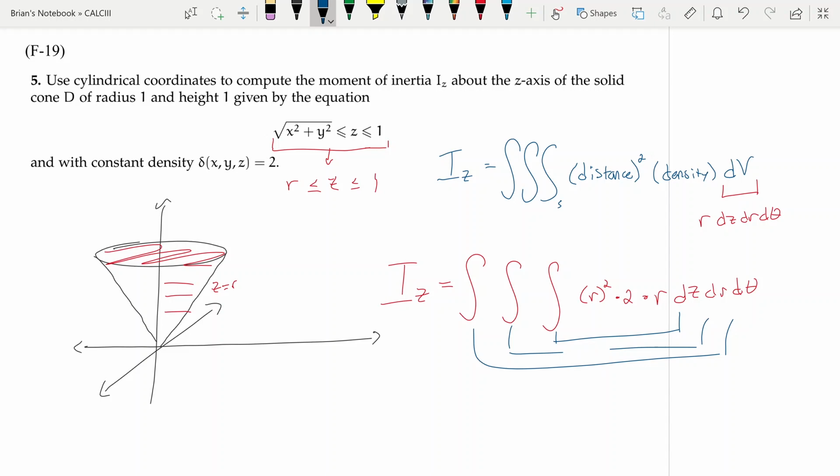And if you've set up the bounds correctly, I'll challenge you to try to solve this one next. I think you can. It's not too hard of a problem to solve. I bet it feels really good to get an exam problem already finished.